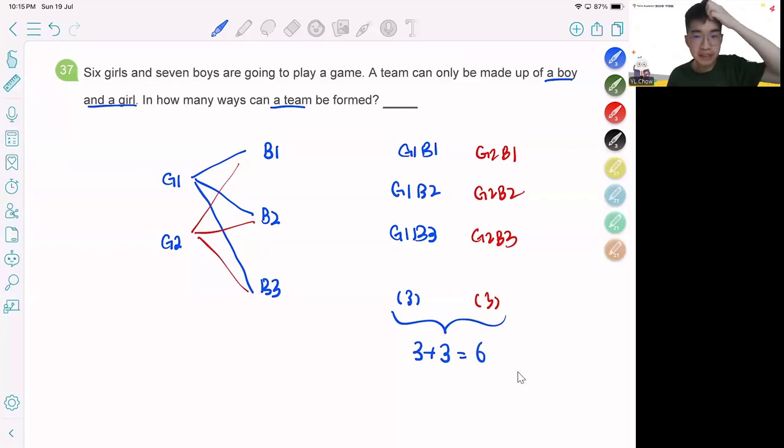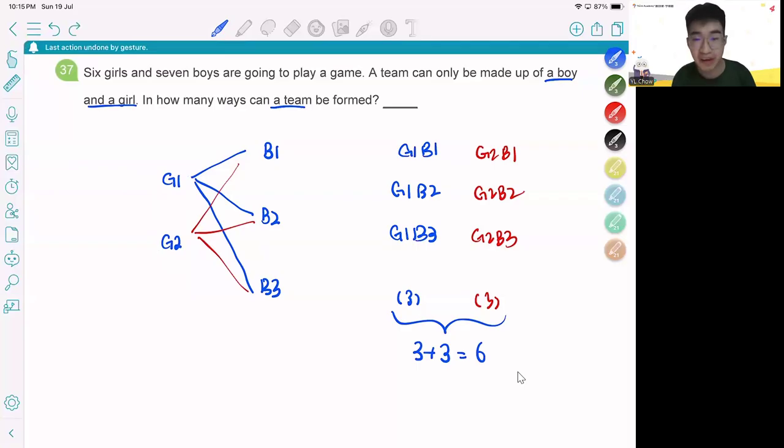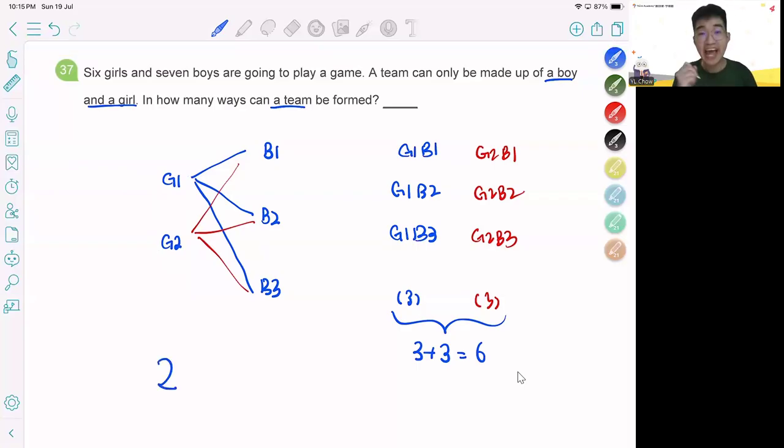But is there a faster way to get this 6 other than listing one by one? There actually is. You see, I have 2 girls, so I select one girl out of these 2 girls. So 2. For every girl that I select, there are 3 ways to choose the boy for her. So 2 times 3. In fact, the 2 times 3 comes from 3 ways starting from girl 1, and 3 ways starting from girl 2. So there are 2 times 3, and that's how you get 6 ways in total to form this team with one boy and one girl.